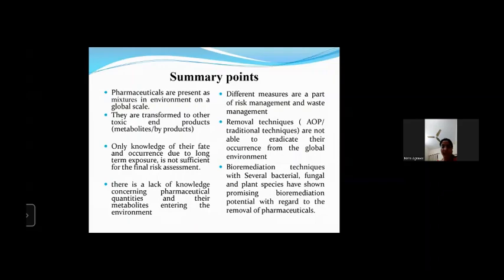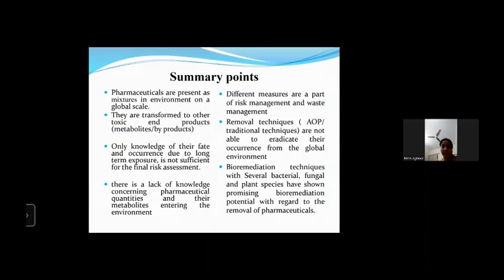So knowledge of their fate and occurrence because of long-term exposure is actually not sufficient for the assessment of final risk. We must go one step ahead. There is a lack of knowledge concerning the quantity that is being released and the metabolites which enter the environment. Once we know that they are persisting in the environment, we must follow certain measures and become a part of the risk management system and waste management so that we can minimize the waste in the environment.